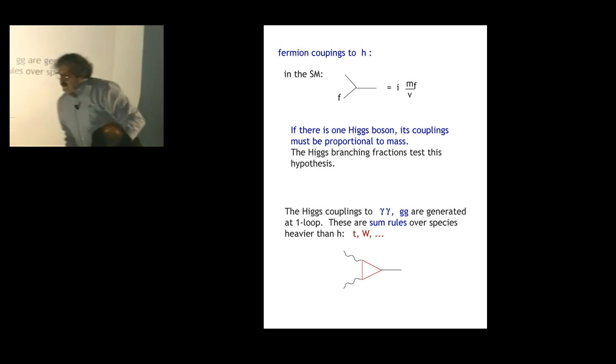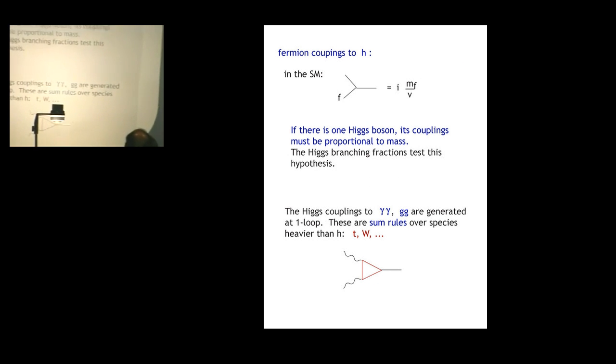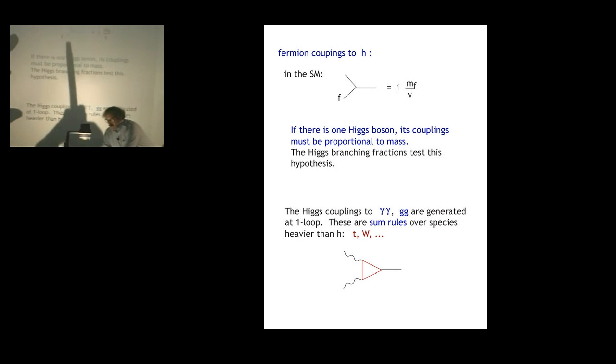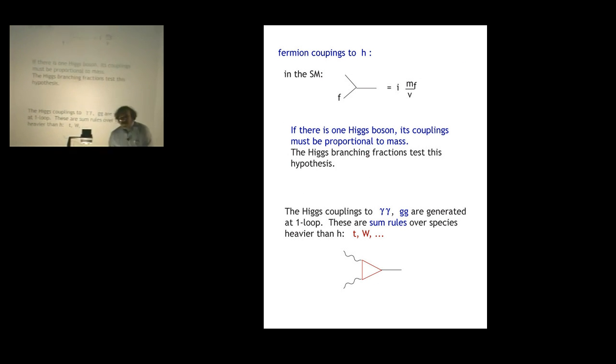The fermion couplings to Higgs have a similar quality. In the standard model, where a single Higgs generates all the masses, the vertex is the mass of the fermion divided by the vacuum expectation value. Again, a simple consequence of the fact that this vertex is where the mass comes from. If there's one Higgs boson, its couplings are proportional to mass. To the extent that the branching ratios match or do not match with the standard model values, you test that assumption explicitly.